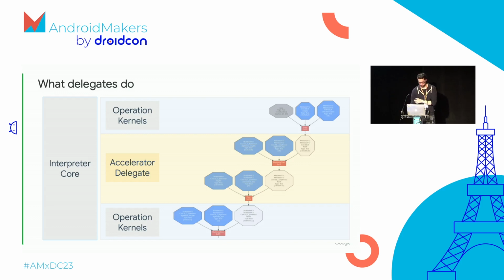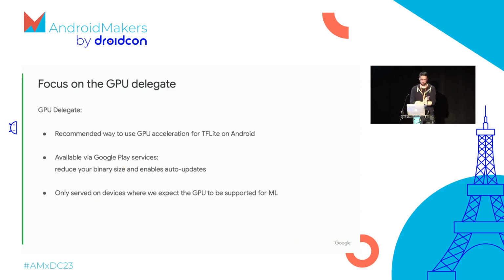So far, so good? Okay, so the most common one you will probably want to use is the GPU delegate, and that's something we are now also making available through Play services. So again, you don't need to make your app much bigger. We're talking about megabytes, so it's not crazy, but still some nice size savings for those that are interested in that. And we will update that for you, so you'll get performance improvements. We will support new GPU hardware when it becomes available.